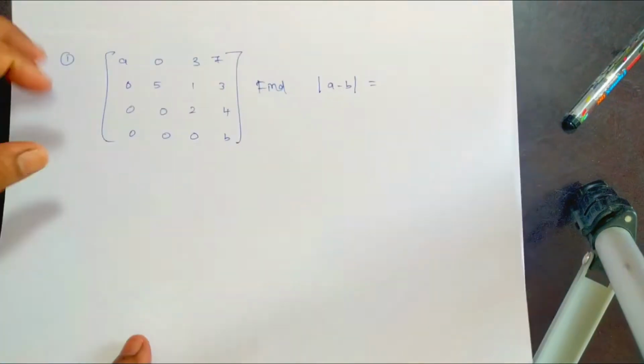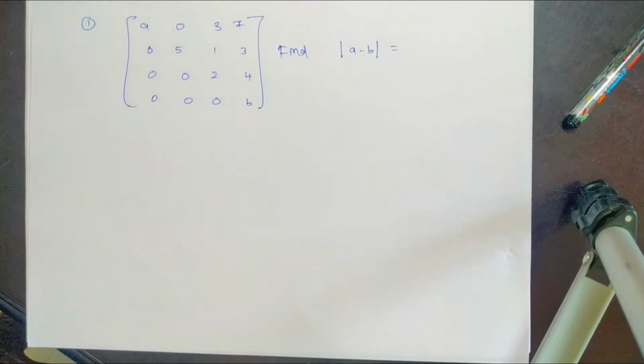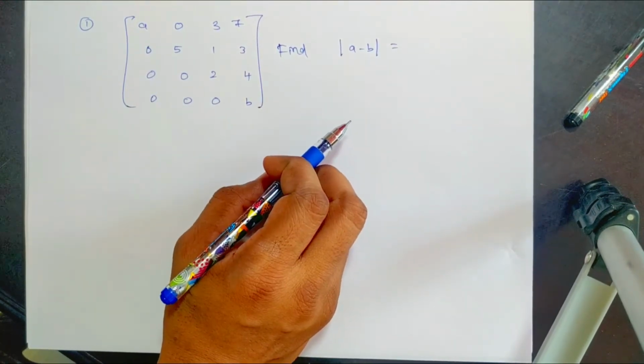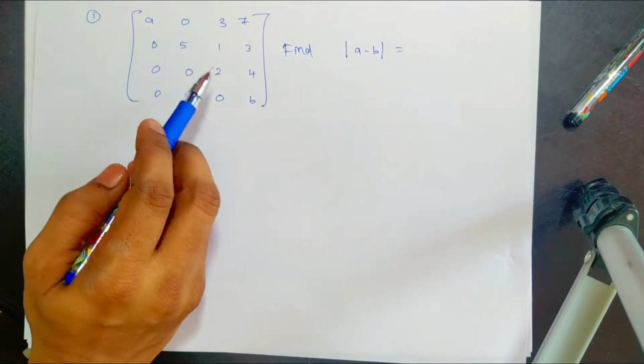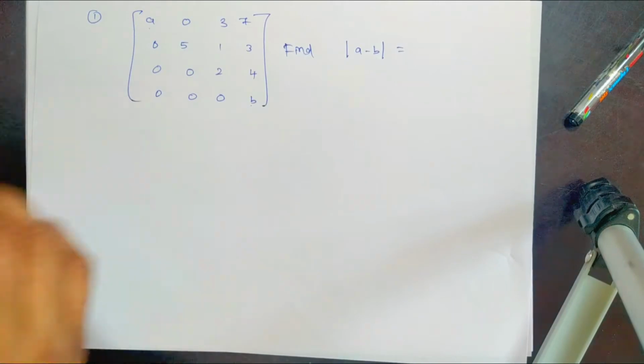Now with the help of this information, we will solve some important GATE problems like this. So for the given matrix, calculate the determinant of A minus B. A and B are given in the matrix, there is no other term here. With the help of this, we want to calculate.